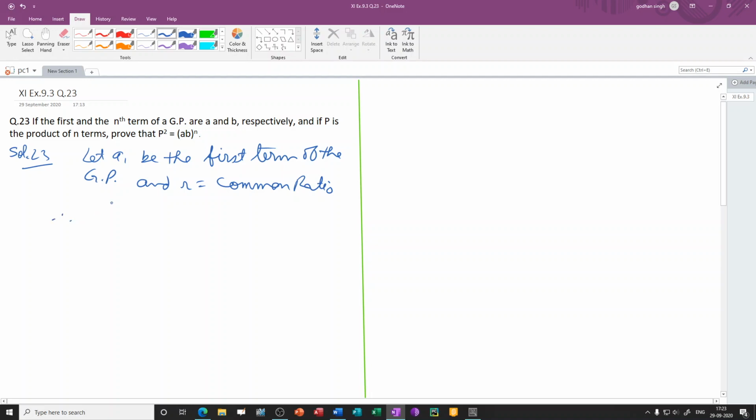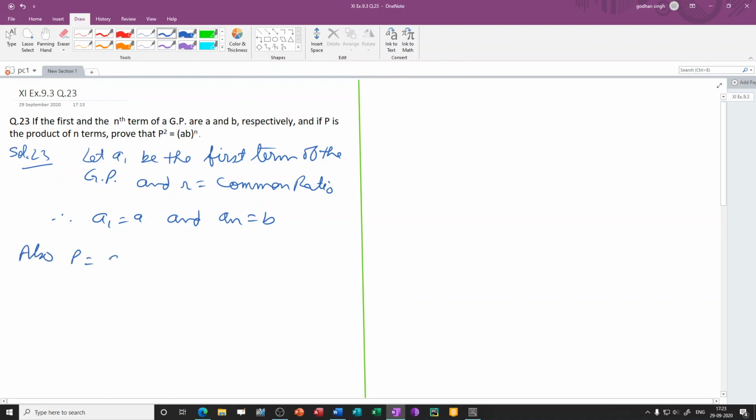Therefore, what is given to us is that A is the first term, so A1 is equal to A. And the nth term is B, that is An equal to B. And if P is the product of n terms, prove that P square equal to (AB) raised to n.